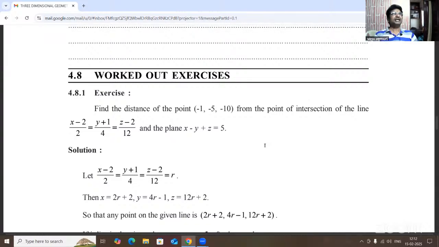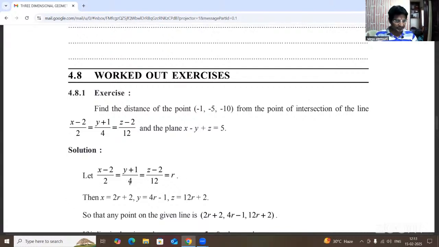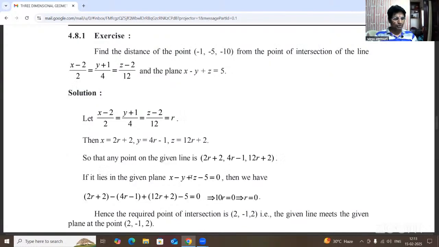Let the given line equal r. Here the coordinates of the point are 2r plus 2, 4r minus 1, 12r plus 2. Those are the x, y, z coordinates of a point on the given line. If it lies on the given plane, the plane normals are 1, -1, 1.